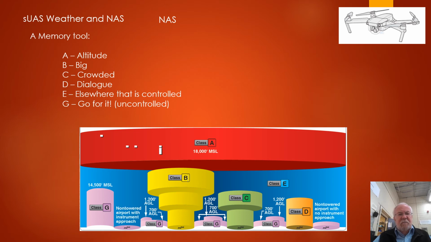Again, the review here, memory tool, altitude, that's this high altitude stuff. Big is this upside down wedding cake around very large airports. That's how you can visualize it. C is crowded airports, Chattanooga, etc. D is dialogue, you've got to talk to somebody. E is all this airspace out in here, right? Above 700 feet around an airport, above 1,200 feet otherwise.